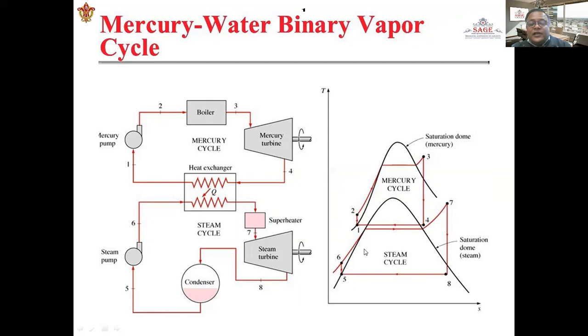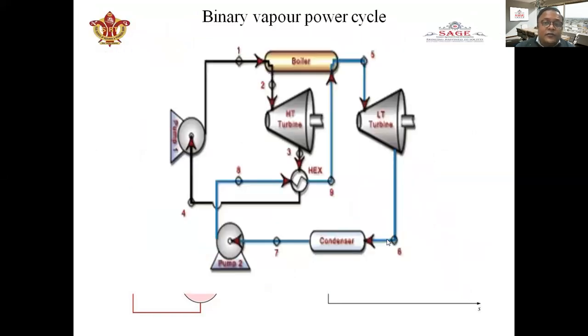There is a section where the mercury, working above the critical temperature, is represented in the topping cycle, and the steam cycle, working below the critical temperature, is called the bottoming cycle, and it is represented below the mercury cycle. This is the binary vapor power cycle. There are two types of turbine: the high temperature turbine, where the mercury vapor is utilized, and the low temperature turbine, where the steam vapor is expanded. There are also two pumps. The first pump is used for the mercury vapor. The second pump is used for the steam vapor.